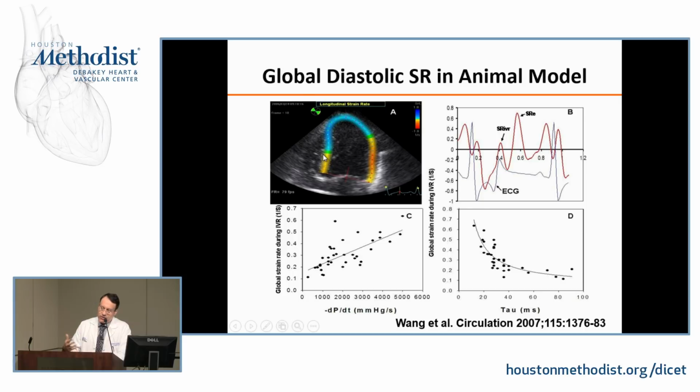Similar to LV strain, you get it from multiple views. You get a global value for the segments that you visualize, and you can measure this as systolic strain rate, so that's why it's below the baseline by convention. Then during the isovolumic relaxation period and during early diastole, then late diastole. That signal in particular had a very significant relation, not a linear one, with the time constant of LV relaxation in animals. That was highly significant, and also with negative dP/dt.